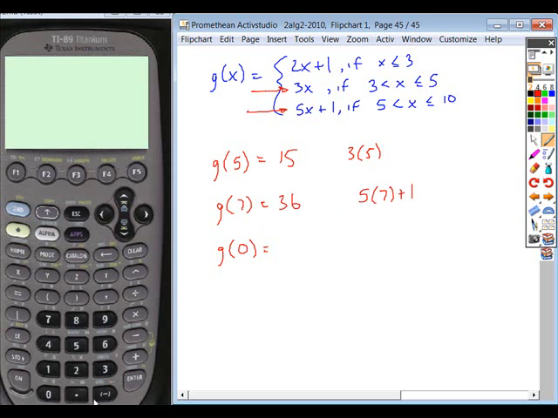And then finally, g of 0. 0 is less than or equal to 3. So when you substitute that in, you get 2 times 0 plus 1. So you get your overall value of 1. Okay, questions on any of those, the piecewise functions? Okay, meaning that you might have a different function based on whatever the variables were.